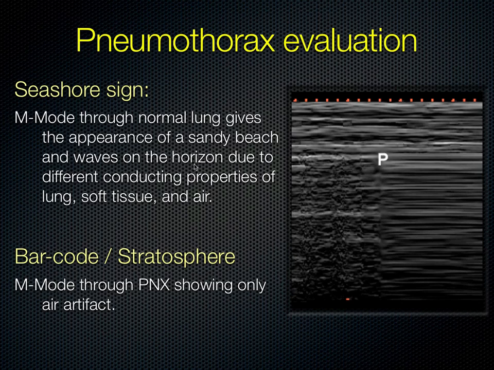The seashore sign: when the M mode is through that line, on this half, you see basically skin and soft tissue in stripe fashion, pleural line, and then you see this graininess, which beyond it looks like a beach. So basically waves coming onto a beach. However, when you have loss of this pleural lung motion, side-to-side motion below it, you basically just see stripes all the way down, or what we call a barcode. So pneumothorax would be barcode, and the regular lung, the lung that is basically not collapsed, would have the seashore sign.